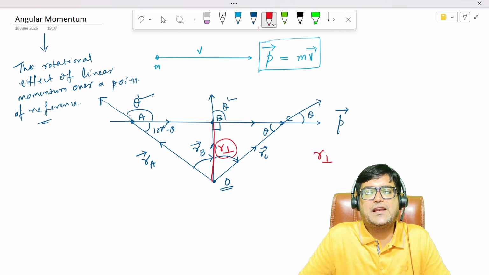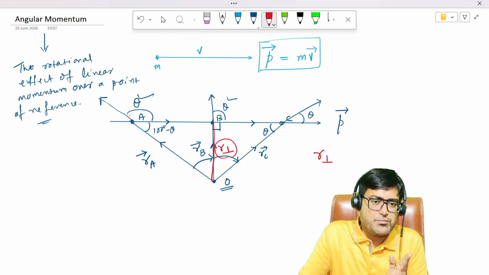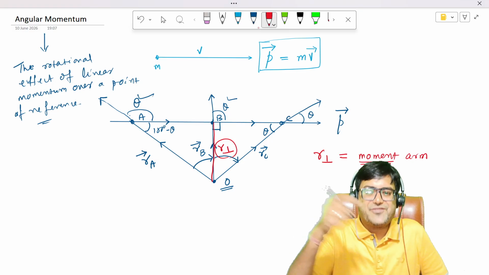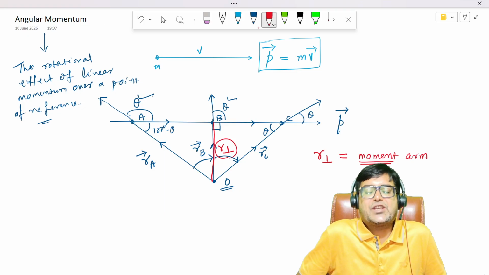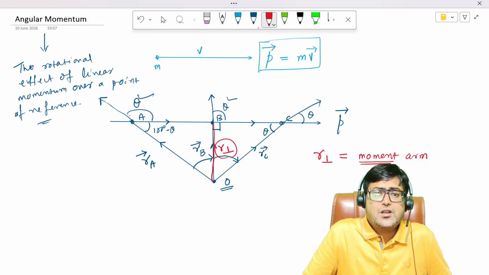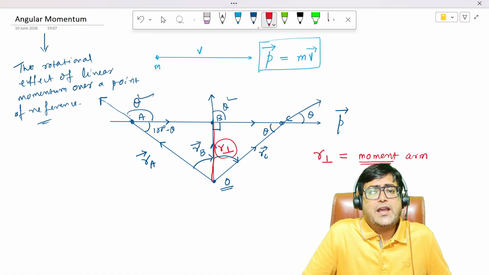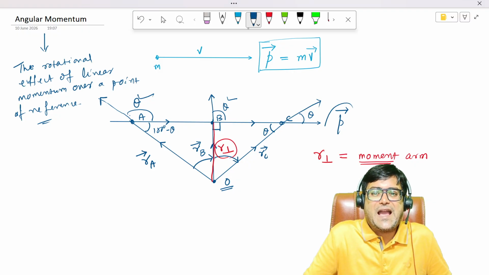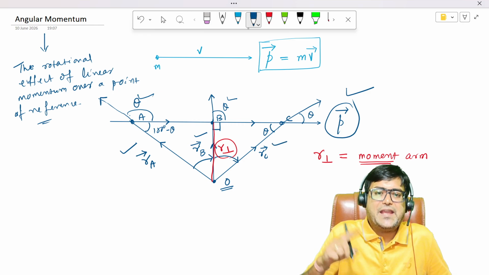So R perpendicular is the perpendicular distance from the reference point to the momentum line, which is what we also call moment R. Now understand, the word moment in physics means rotational, right? Moment means rotation, right? Okay, so it's called rotation arm. Why? I'll explain a little bit later. Now understand, in such a scenario, I know my angular momentum, right? And I know the position vectors at all three instants, right? At A, B, and C.